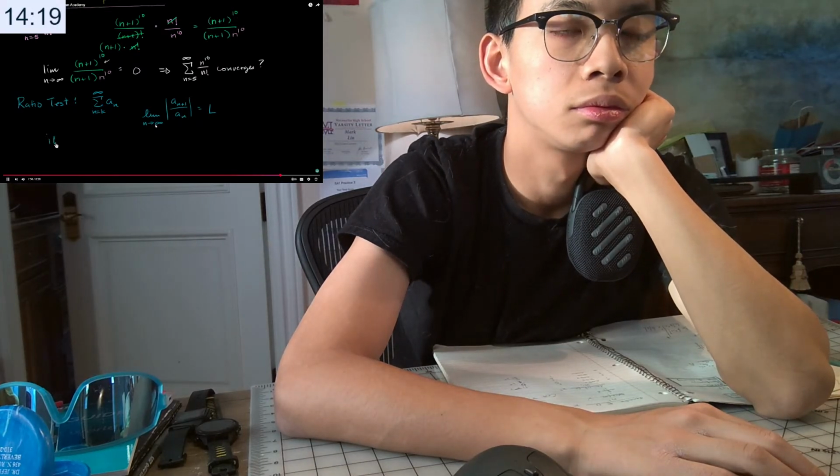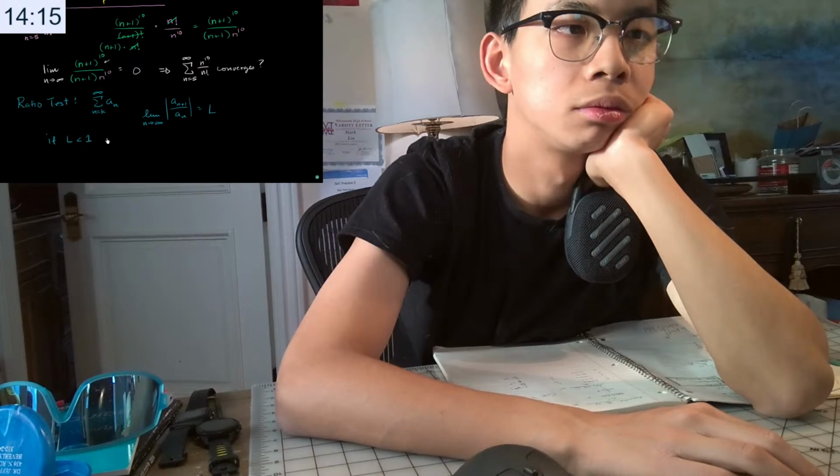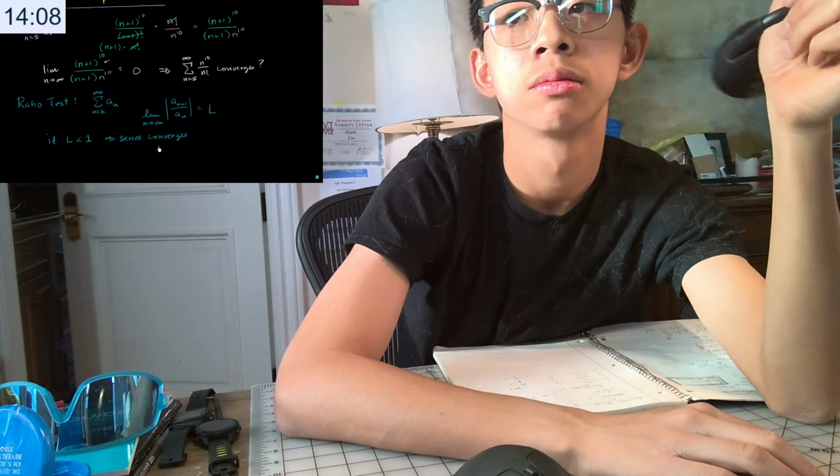The ratio tells us that if L is less than 1, which is the situation here, then the series converges. Some definitions say it converges absolutely. It will converge absolutely. The absolute value of the series converges, and that also means the series itself converges.